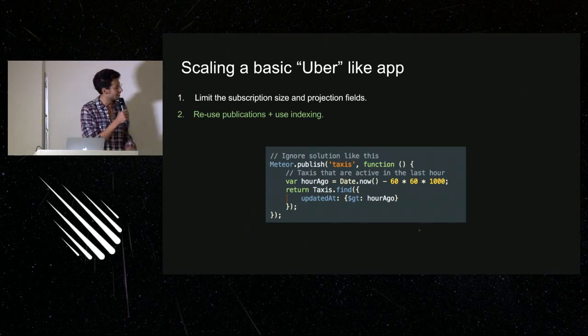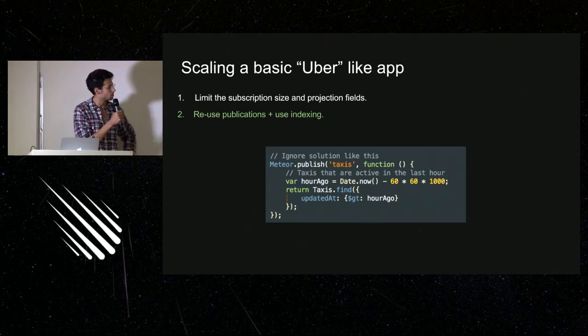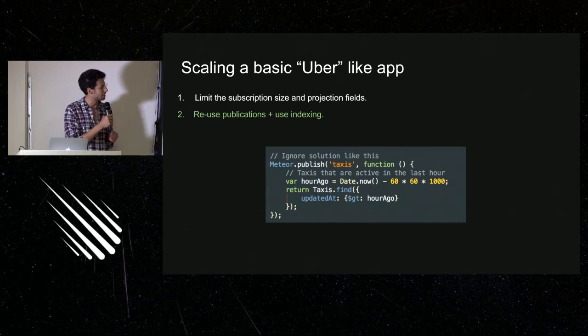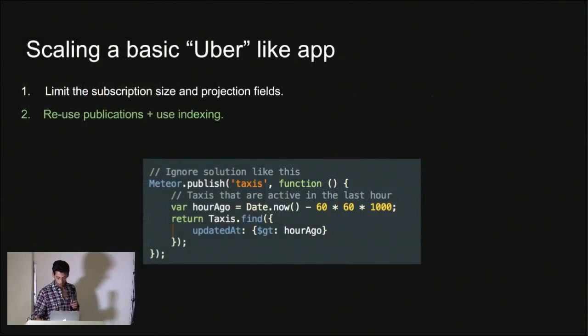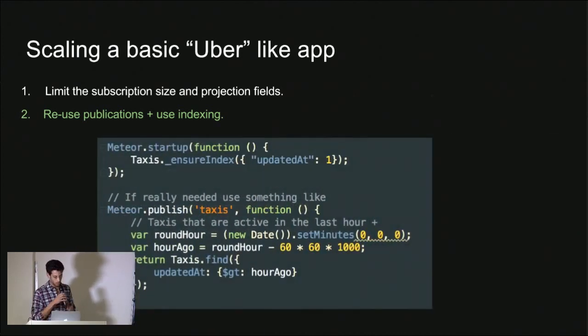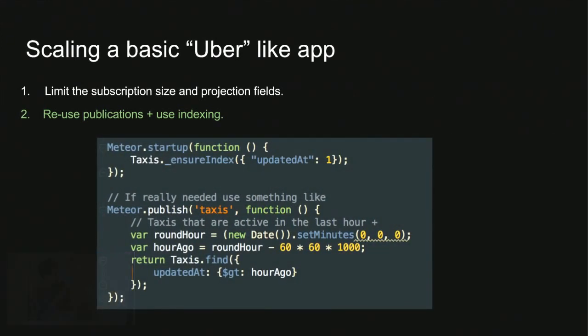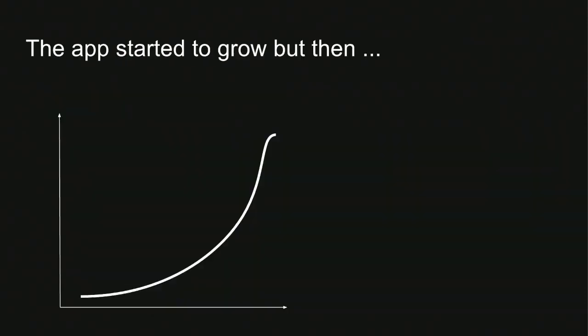So we will avoid patterns like this, where the timestamp, an hour ago, is not shared between clients. It's unique per client, so the subscription is not reusable. And we will use patterns like this, where the timestamp is shared between all the users, and we can share and reuse the publication. Moreover, we will use MongoDB indexes to get better performance. We should keep in mind that each index puts some load on the DB as well, so we should use it with caution.